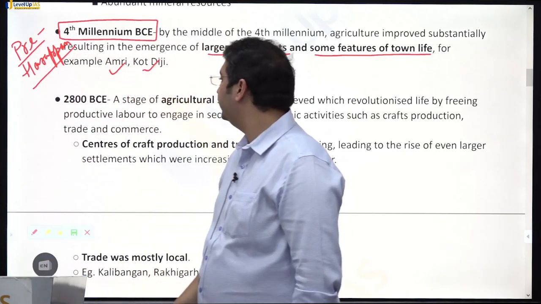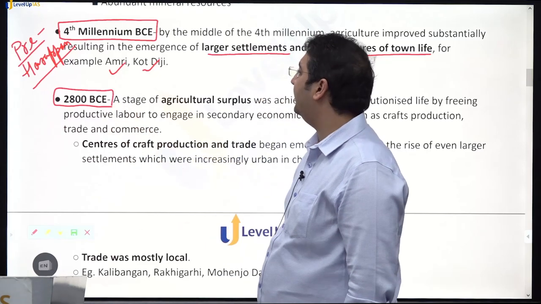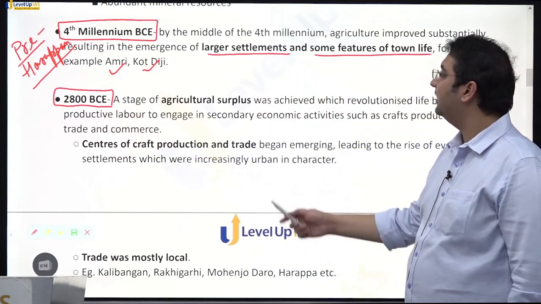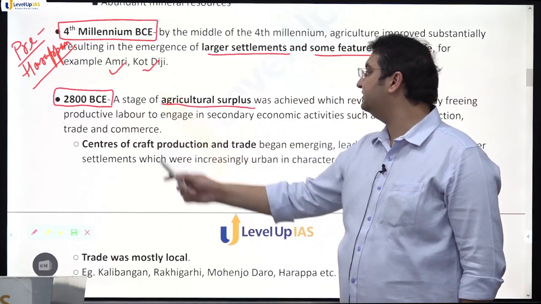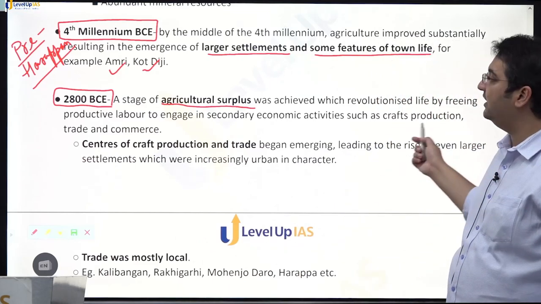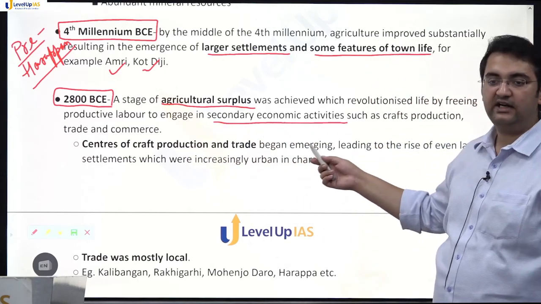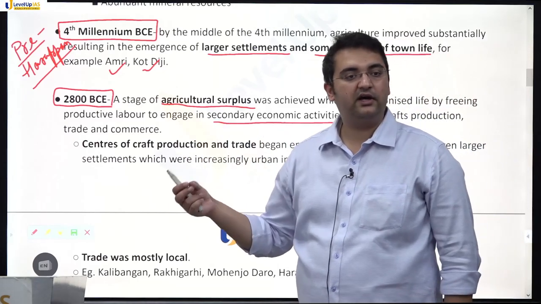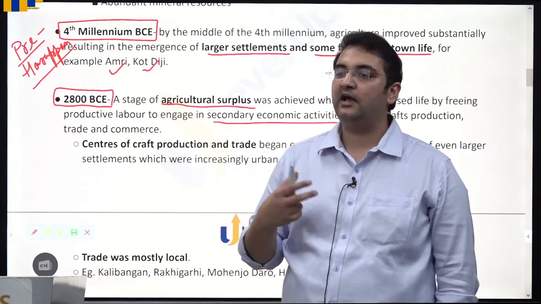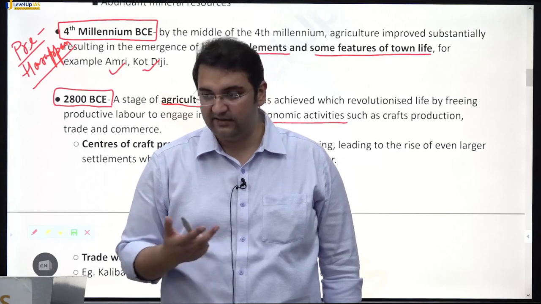Right? Then, around 2800 BC onwards, a stage of agricultural surplus was achieved. And this revolutionized life by freeing the productive labor to engage in secondary economic activities. People were no longer living hand to mouth and now they had a lot of free time and free labor in order to express their creative abilities.